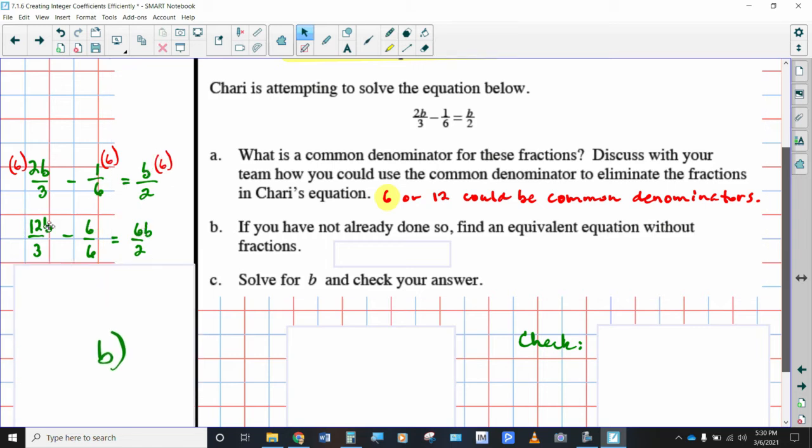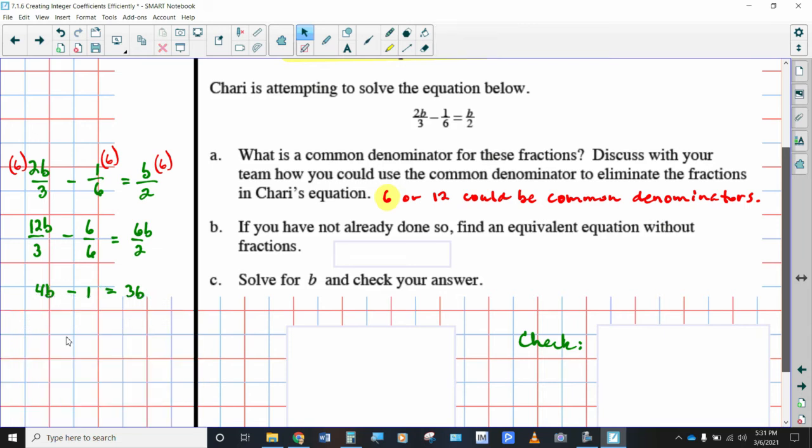And now you simplify. 12 divided by 3 is 4. 6 divided by 6 is 1. 6 divided by 2 is 3. So it becomes 4b minus 1 equals 3b.